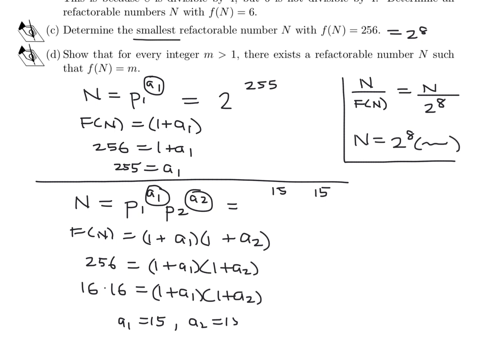And then since I'm looking for the smallest refactorable number, I'll choose the 2 smallest primes. So 2 to the power of 15, 3 to the power of 15. And then I guess you have to do a comparison between this guy and this guy to see which one is smaller. And then you just keep going like that. So it's a bit time consuming.